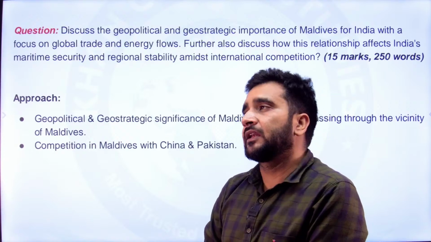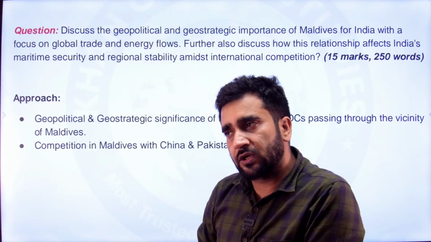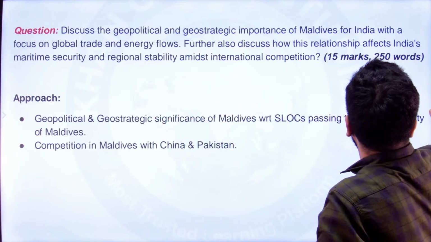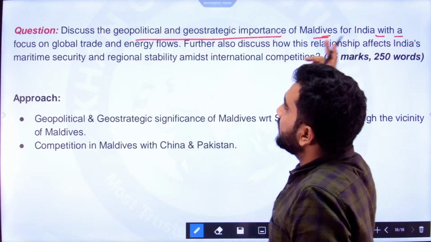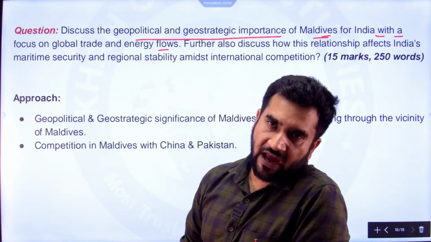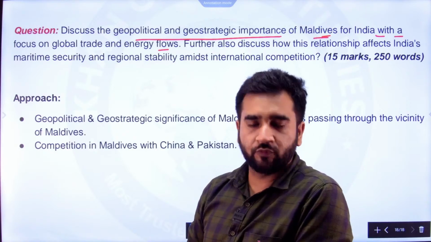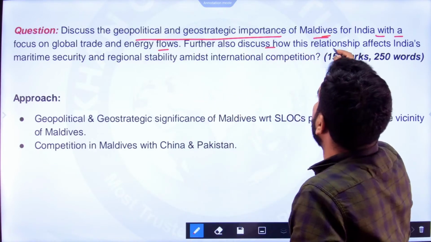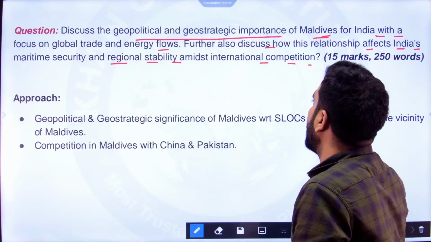अब आते हैं लास्ट क्वेश्चन पे, दैट इज क्वेश्चन नंबर 4। ये भी 15 मार्क्स का है और 250 वर्ड्स में लिखना। Discuss the geopolitical and geostrategic importance of Maldives for India with a focus on global trade and energy flows. क्वाइट एक्सपेक्टेड था क्वेश्चन मॉलडीव्स से, आया भी क्योंकि पिछले साल हमारे विशेष प्रेम हो गया था मॉलडीव्स के साथ। आई होप यू अंडरस्टैंड व्हाट विशेष प्रेम मीन्स। ठीक है। Further, also discuss how this relationship affects India's maritime security and regional stability amidst international competition.